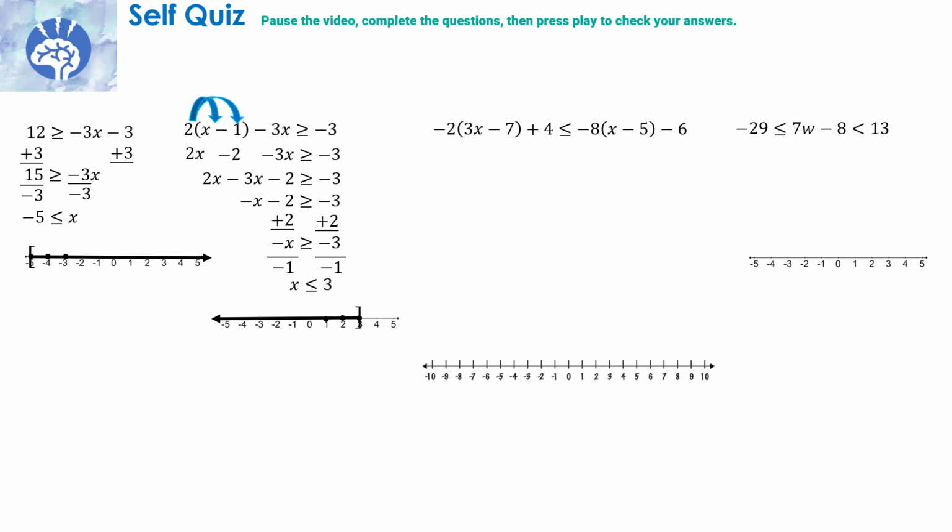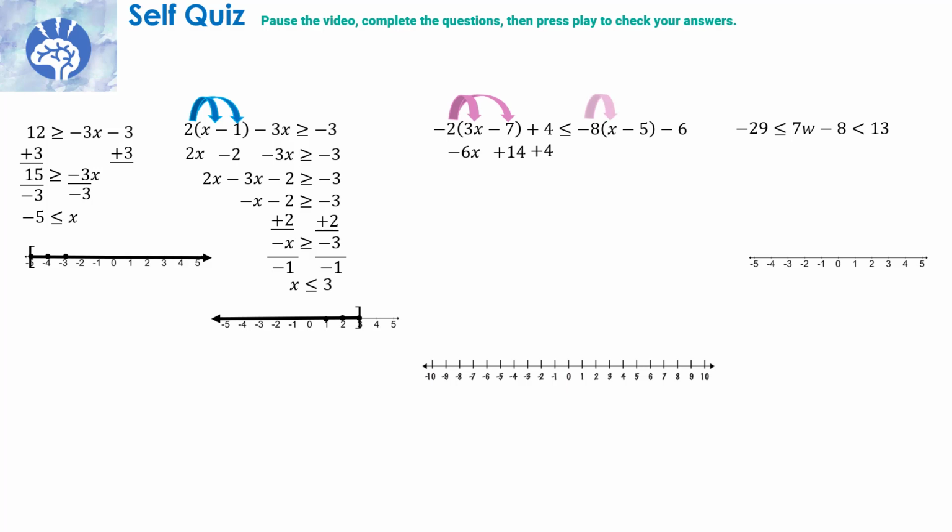Let's look at the next one. Negative 2 times 3x minus 7 plus 4 is less than or equal to negative 8 times x minus 5 minus 6. Distributive property number 1. Negative 2 times 3x is negative 6x. Negative 2 times negative 7 is 14. Plus 4, we don't use a distributive property there.